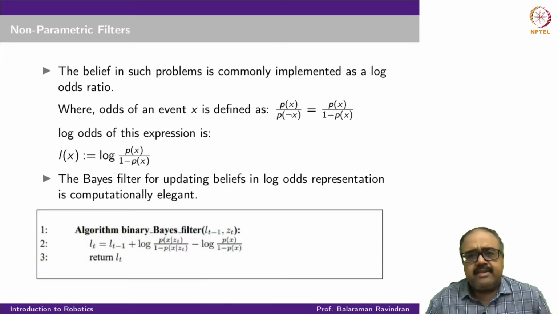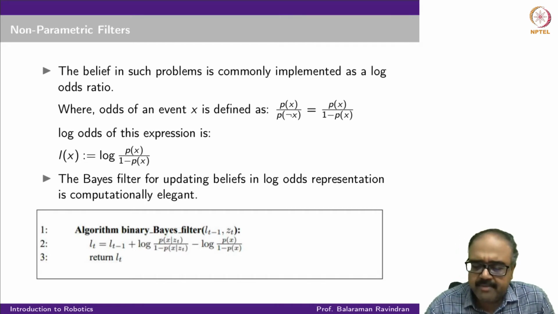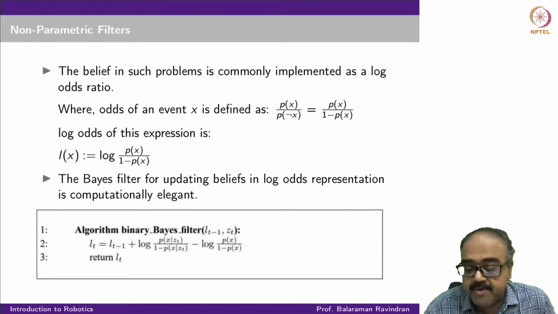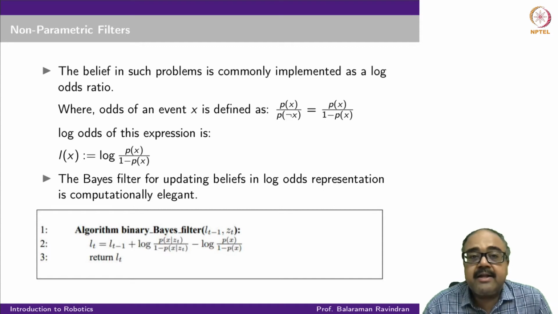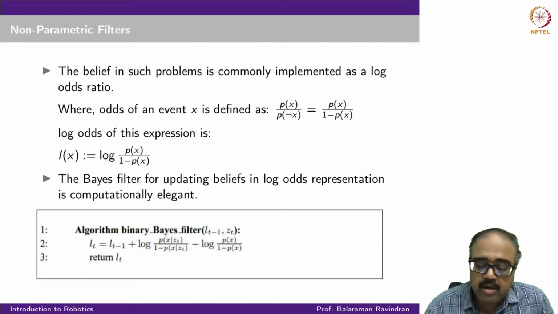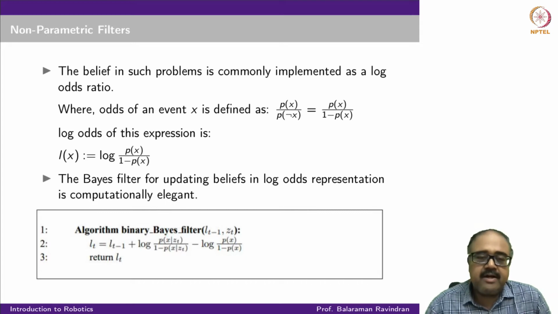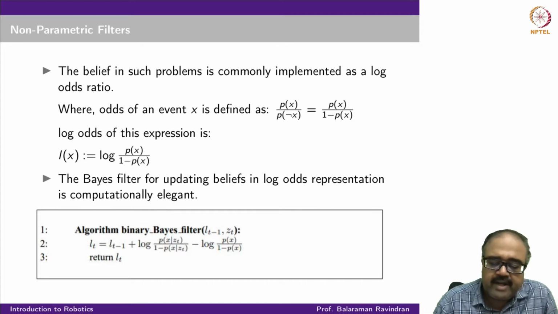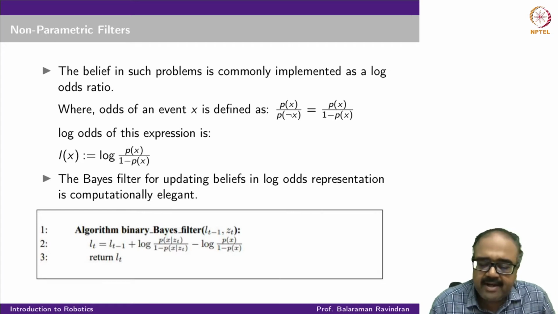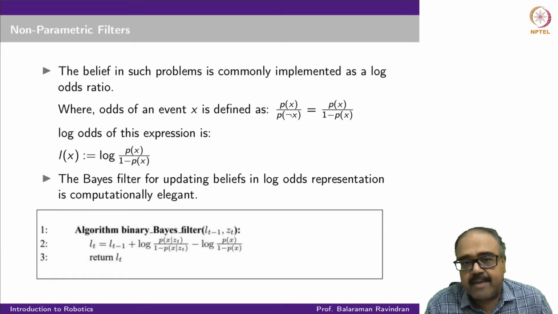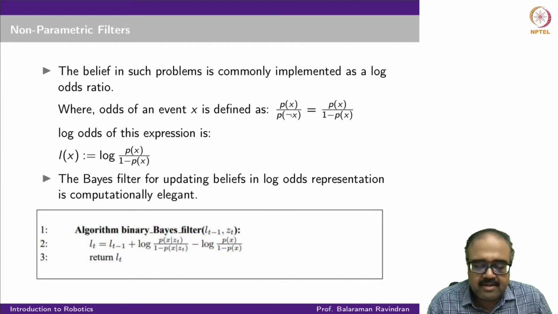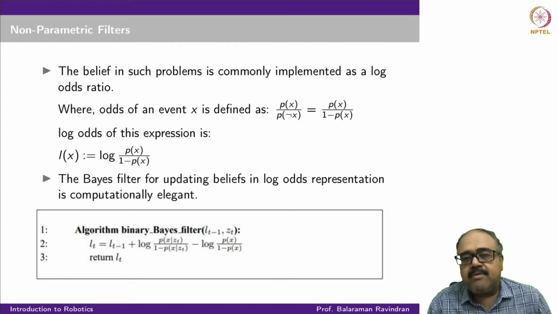One of the things that we do, as we will see in a bit, is that instead of representing the belief as the probability distribution directly, I represent the belief as something known as the log odds ratio. In probability theory, the odds of an event x is defined as the probability that x happens divided by the probability that x doesn't happen. This is quite familiar to some people. If you look at the outcome of, say, sporting events, people say, what are the odds of that happening?